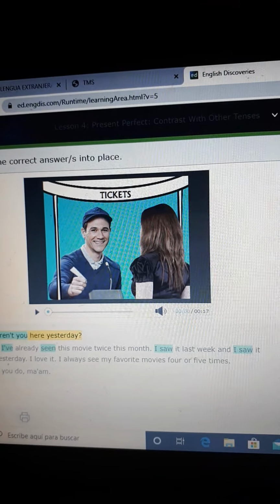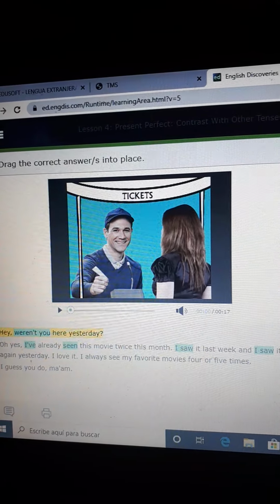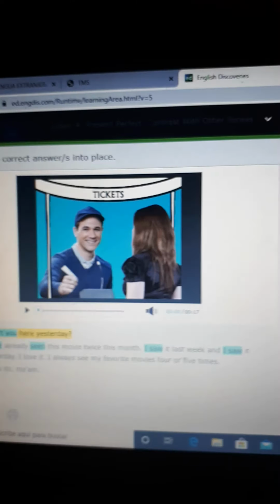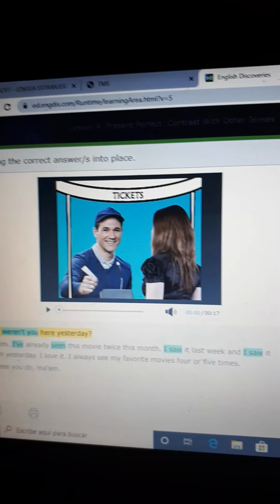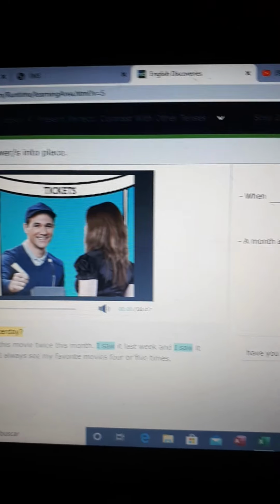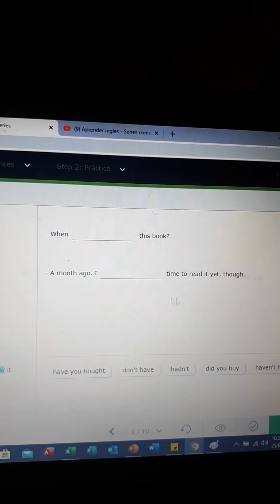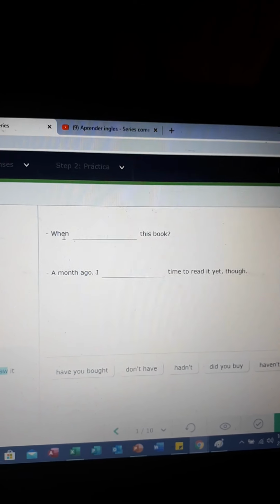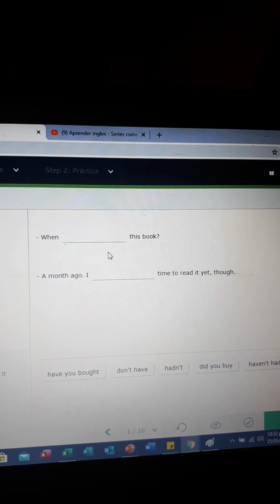So, weren't you is simple past. Okay? I've already seen is present perfect. Okay? I saw it last week and I saw it again is simple past. Okay? So to do the exercise, we were working with these exercises. Okay? So how are we going to make the question? Okay? Remember, for example, here it's a question. If it is a question, we need to begin with the auxiliary.